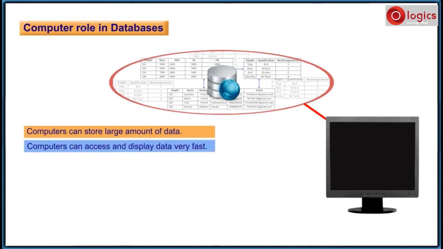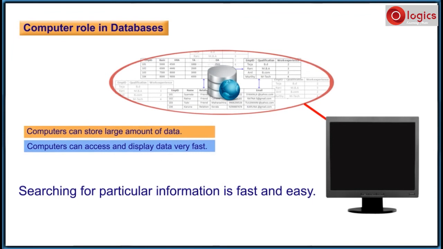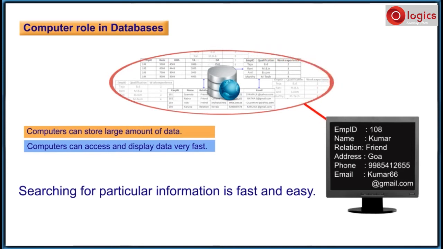Searching for particular information is very fast and easy. Let's say here I am searching for a record 108. It is searching for the specified record. And the record is displayed.